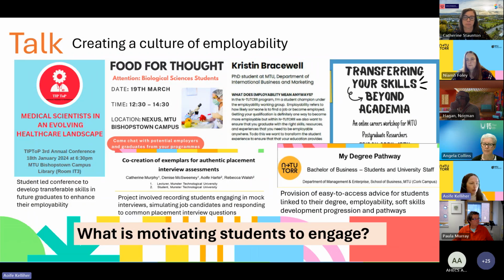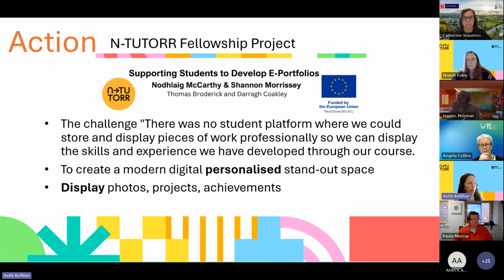So I think there's something in looking at the motivation for students, for why they should engage in upskilling themselves, and what motivates them to undertake those opportunities. Because more and more we're finding that the resources are there. The difficulty, actually, is engaging the students in the process of it.